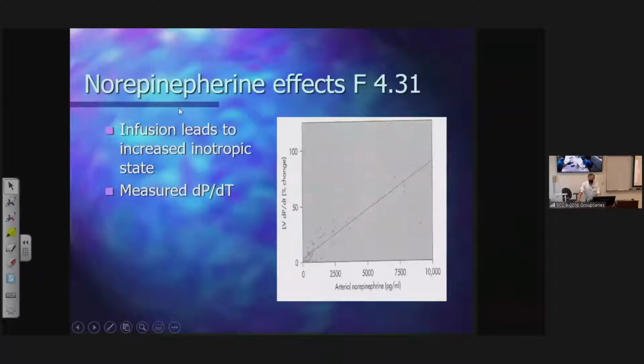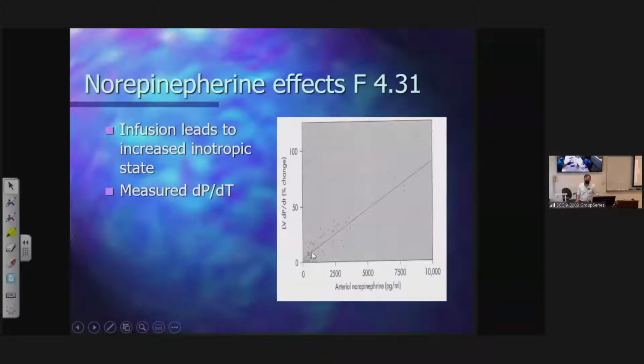This one says norepinephrine infusion leads to increased inotropic state, and we're measuring the dP/dt, the change in pressure over change in time. If I look at your LV contraction, it's the slope of isometric contraction. How fast does the heart generate pressure? That's a very good measurement of contractility, or essentially force.